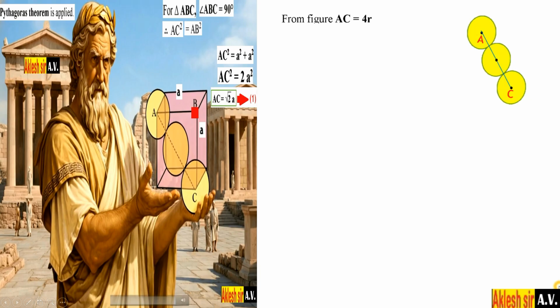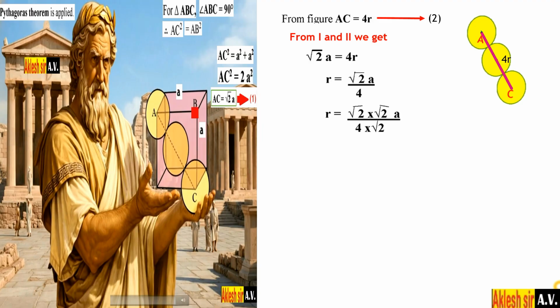From the figure we can see that the AC length is 4r. Let this be equation 2. From equations 1 and 2, square root of 2 into a is equal to 4r. So, r equals square root of 2a divided by 4. Now multiplying numerator and denominator by square root of 2.